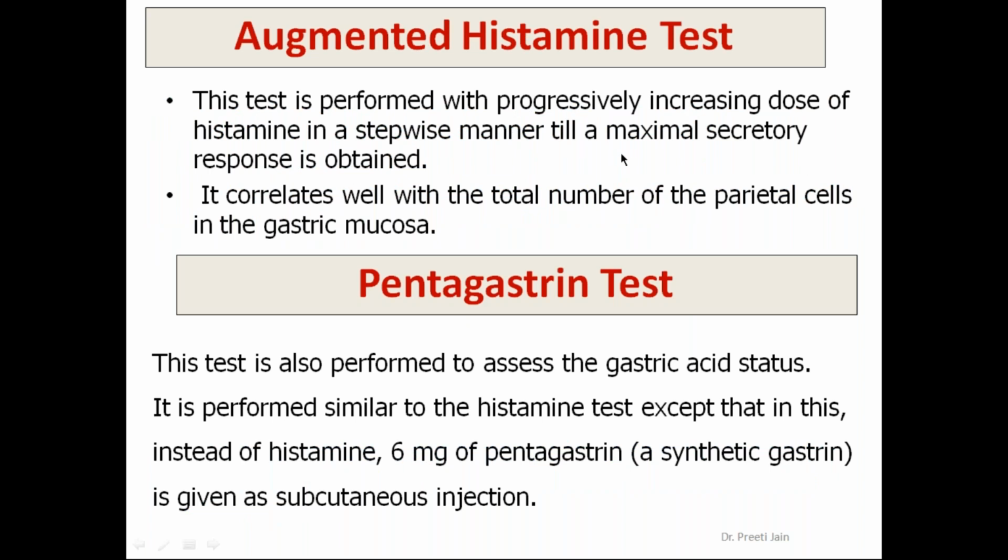Augmented histamine test, it is that you go on increasing the dose of histamine to see how much is the maximal secretory capacity of a person. That will give you the maximal acid output. It correlates well with the total number of parietal cells. Pentagastrin is also performed to assess the gastric acid status. Similar to histamine test, instead of histamine, here you give pentagastrin and again you aspirate the contents and see for the acid content of the stomach.